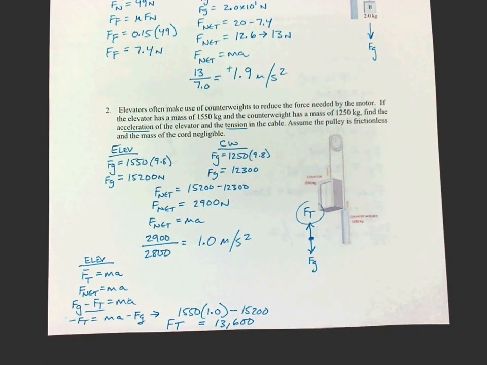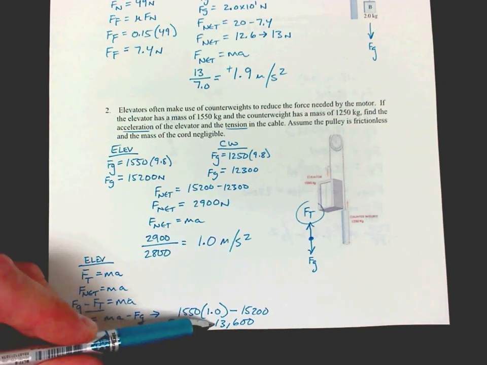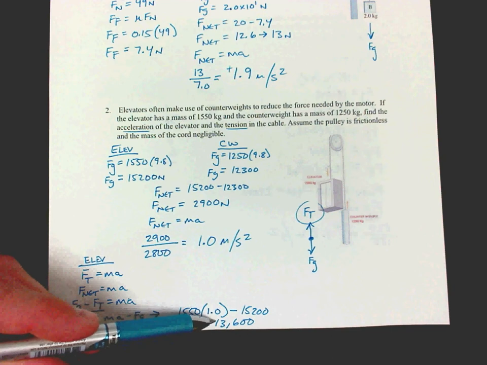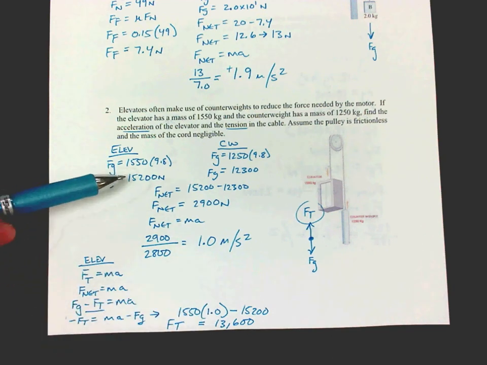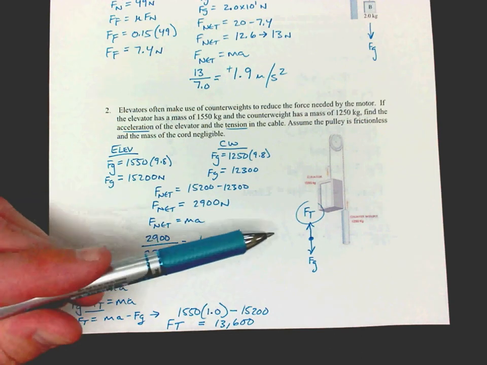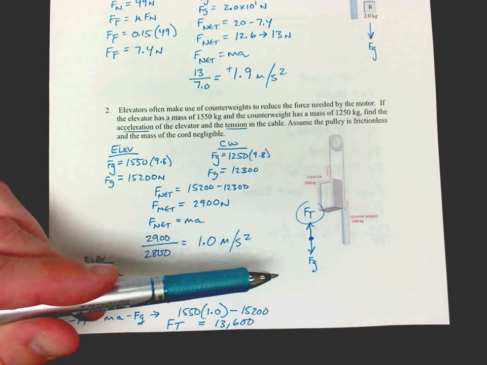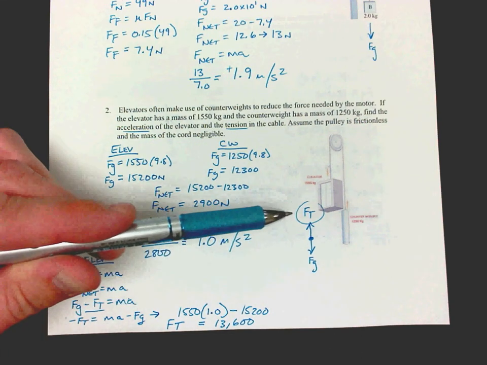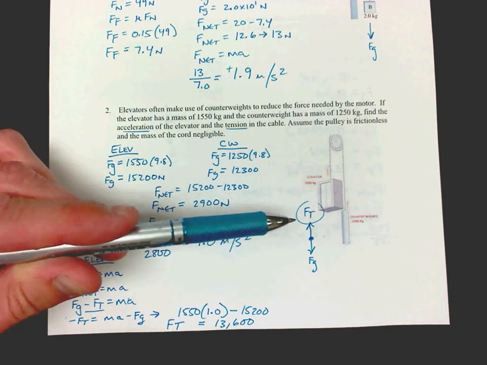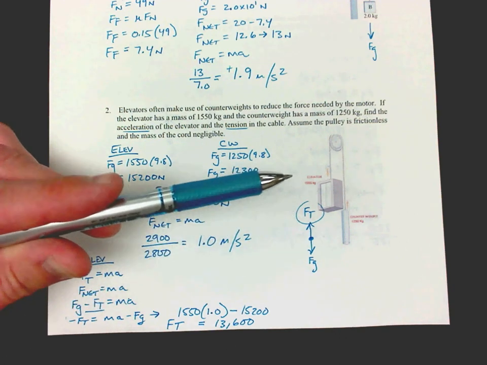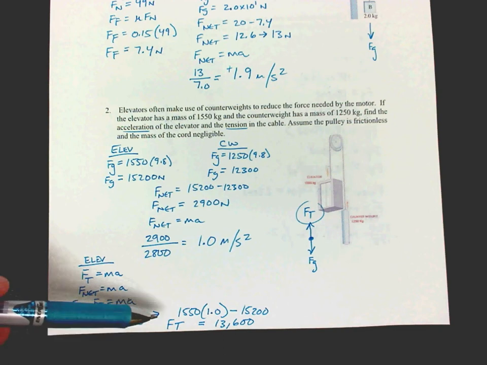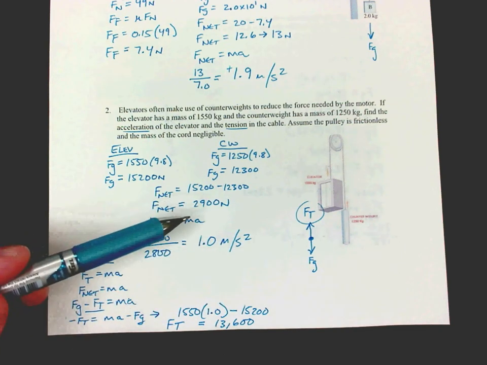Makes sense. If you look at this compared to the Fg, so here's the tension, here's Fg. Fg wins. And so the elevator, just like we said before, moves downward. If tension force were greater than Fg, then this elevator would be moving upwards instead. But we've just proven exactly what we talked about up here, that the elevator itself will definitely move downward.